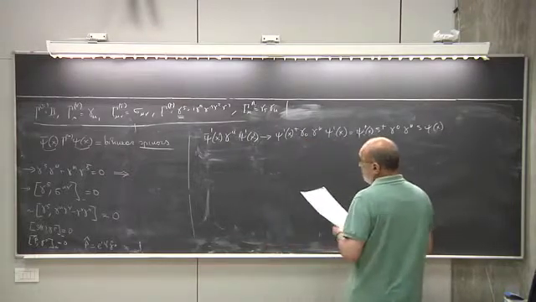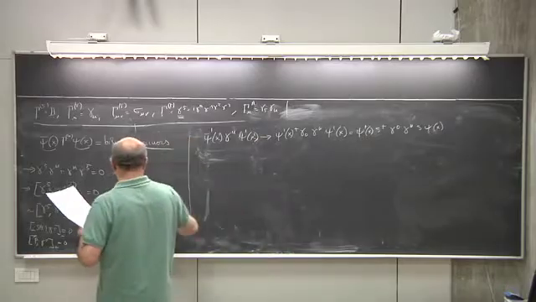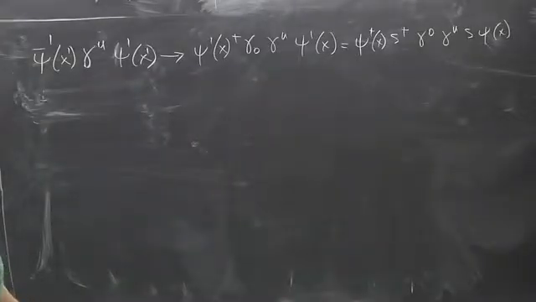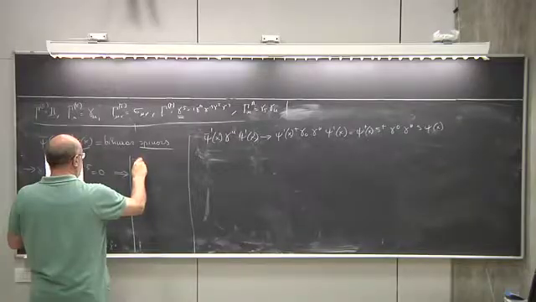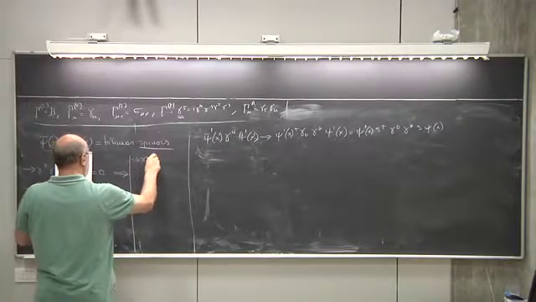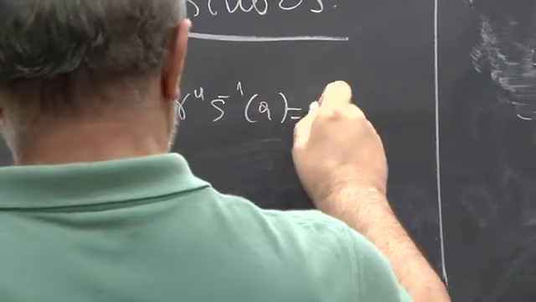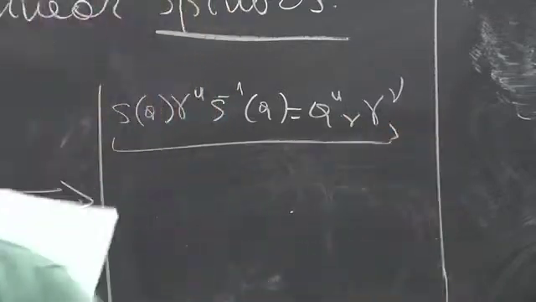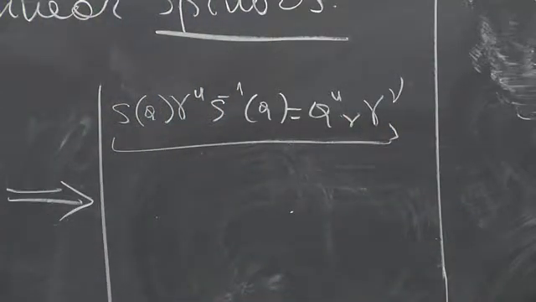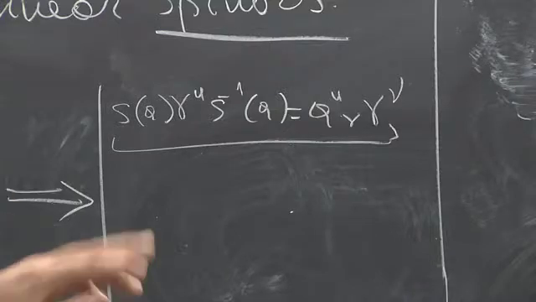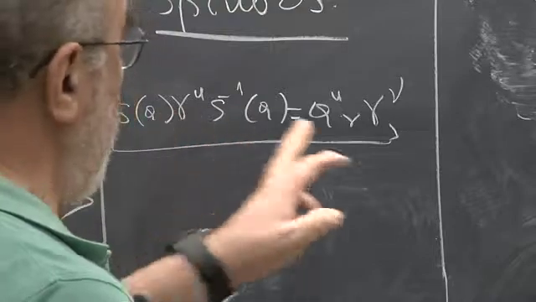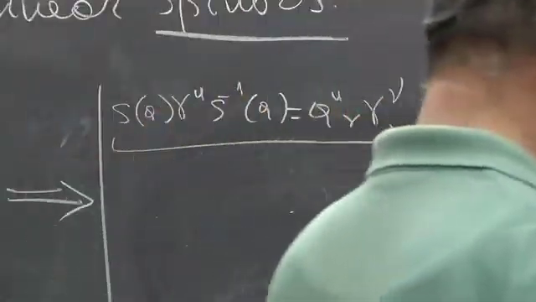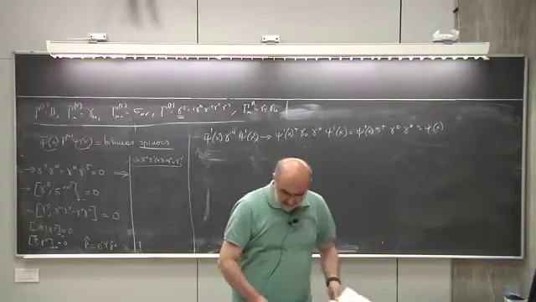Now we have to remember one of the defining relations for S of A. If you remember, S of A satisfies the following relation: S of A gamma mu S to the minus 1 of A is equal to A mu nu gamma nu. Let's remember this was one of the relations that S satisfied, and it was that relation that we needed to have invariance, or covariance, of the Dirac equation. And from this we found the solution for S. You remember, this was already three or four lectures ago.